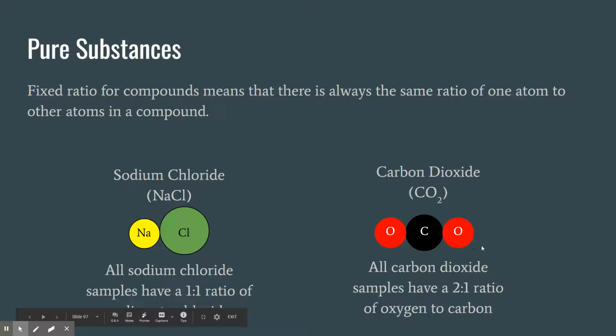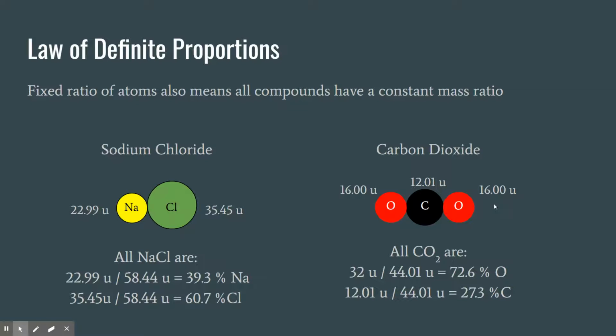Carbon dioxide has a ratio of 1 carbon for every 2 oxygens. And really, we're looking at the subscripts in the formula to give me that ratio. That's what those subscripts describe, 1 carbon to 2 oxygen. Now, if I know that they have a fixed ratio, then that means they also have a constant mass ratio. If I think about them in terms of mass, 22.99 atomic mass units for sodium, 35.45 atomic mass units for chlorine, these masses will never change because it's 1 sodium, 1 chlorine. So I can describe the ratio by mass as well.